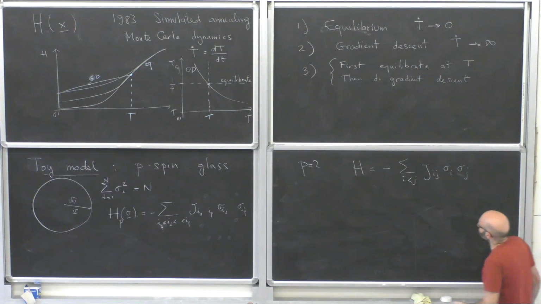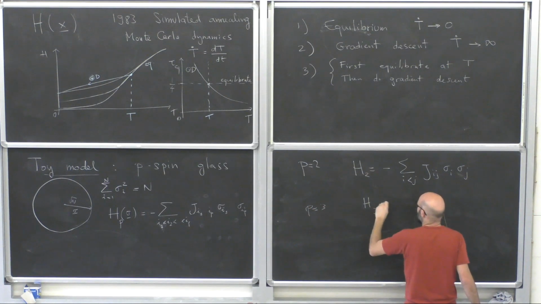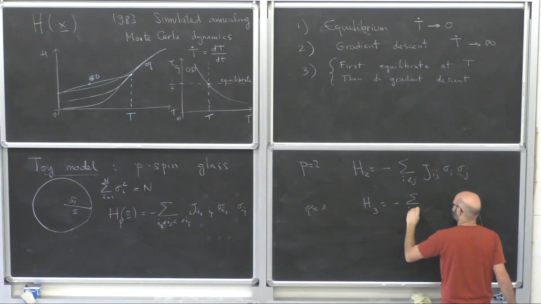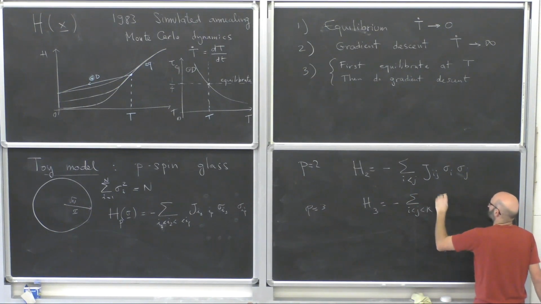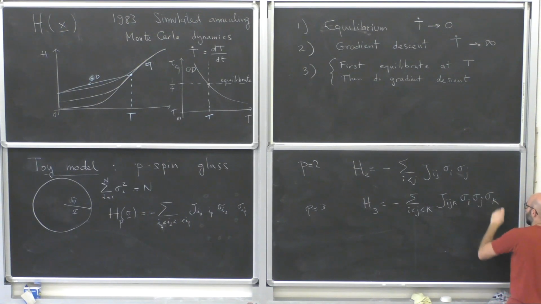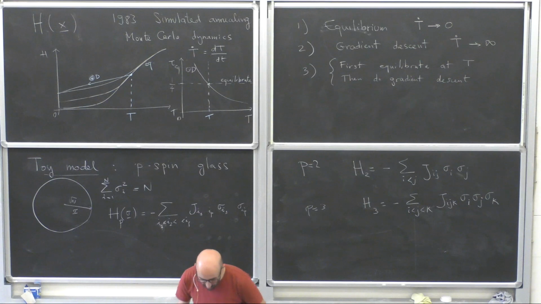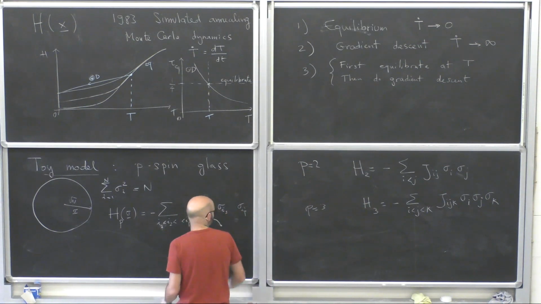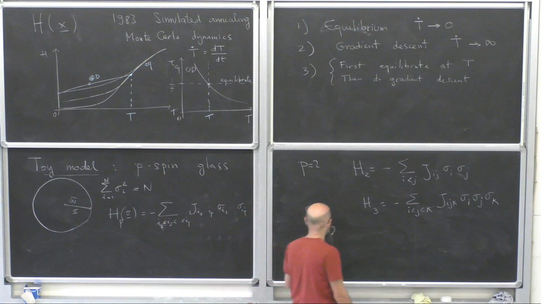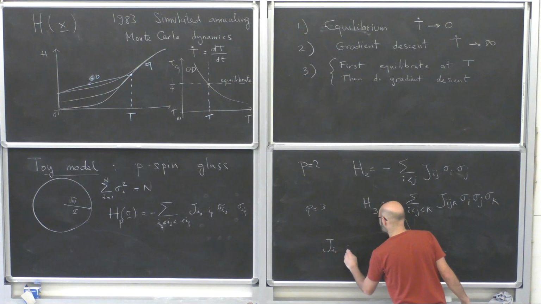Okay. For P equal 3, I get something like this. For P equal 4, I get 4, and so on and so forth. So this is a function, and then the couplings, J, I will take J, the J I1 IP.